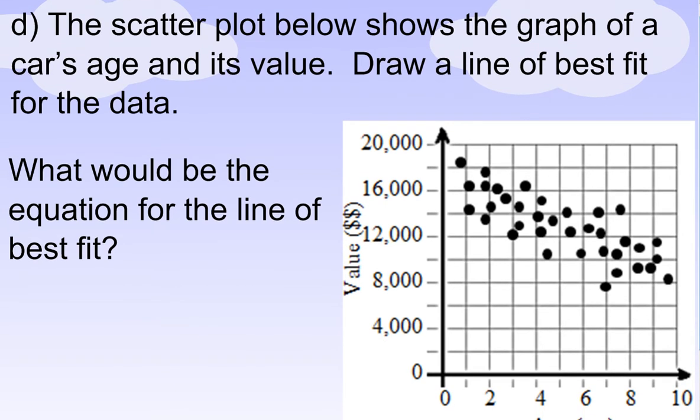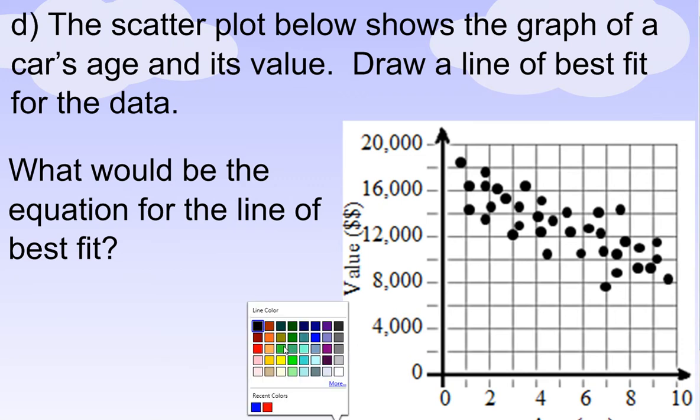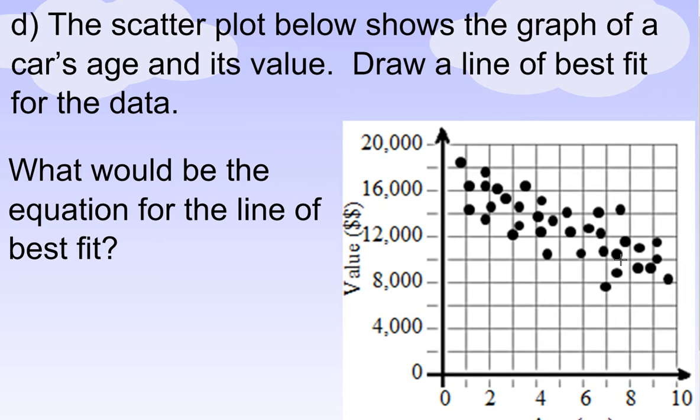Letter D. The scatter plot below shows the graph of a car's age and its value. Draw a line of best fit for the data. Okay, so let's see. Line of best fit. Let's change to a nice pretty green color here. I'm thinking it's going to be slanty down. Can we go something like that? How's that look? I think that looks pretty good. I think I got it right my first attempt. I mean, it's approximate. I'm not going to get it perfect. Line of best fit. There it is. It looks like I have the same number of points above and below.